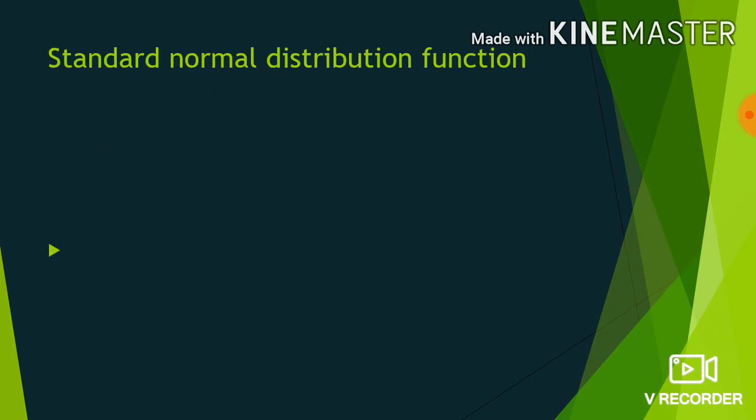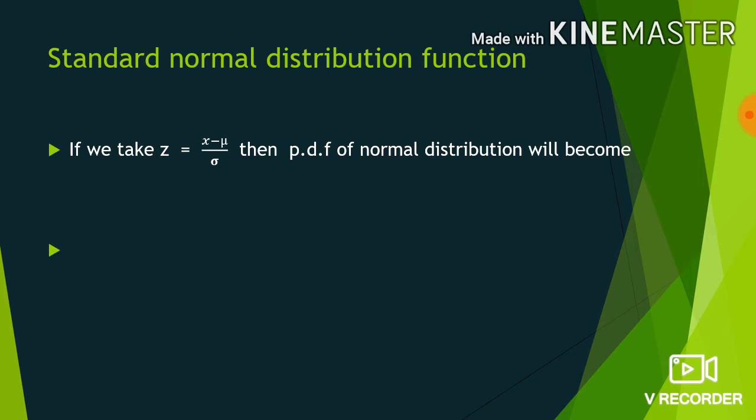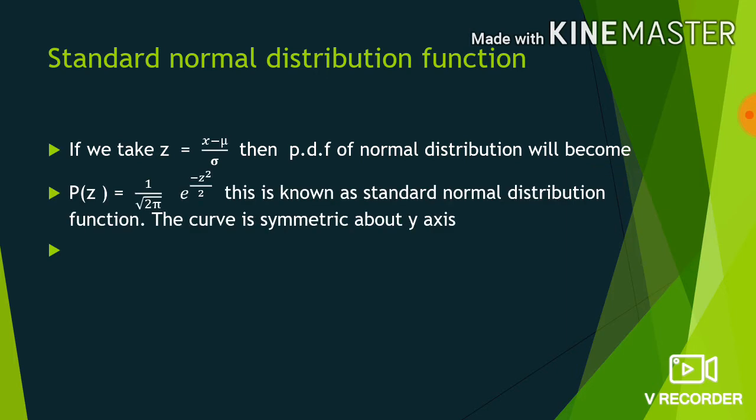Next, what is meant by the standard normal distribution function? If we take z as x minus mu by sigma in the normal distribution, the function becomes p of z is equal to 1 by root 2 pi e to the power minus z square by 2. That is known as the standard normal distribution function, denoted by p of z.